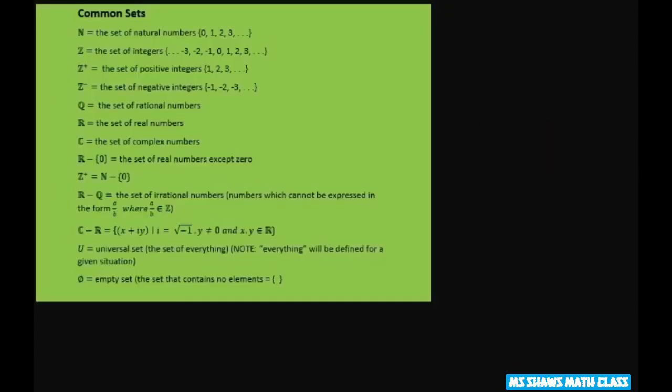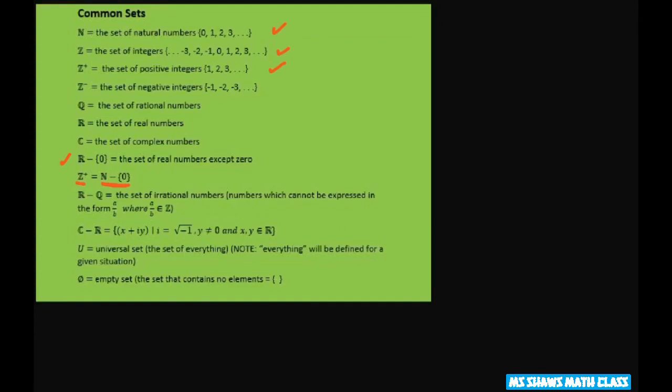All right, now let's look at common sets. Here are your common sets, and if you're getting into set theory, you've probably seen these before. This is R minus 0, which means the set of real numbers except 0. Sometimes we say R take away 0. The set of positive integers is also our natural numbers take away 0. And R minus Q is the set of irrational numbers.